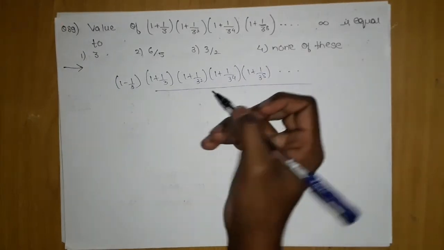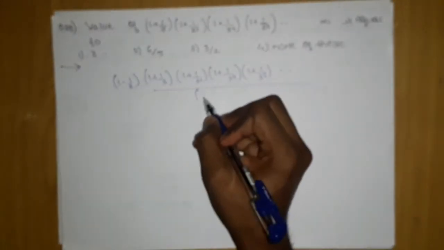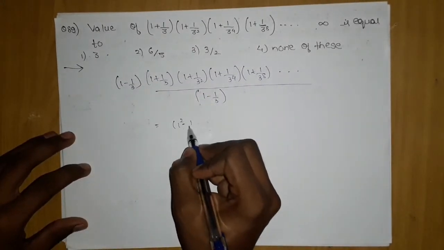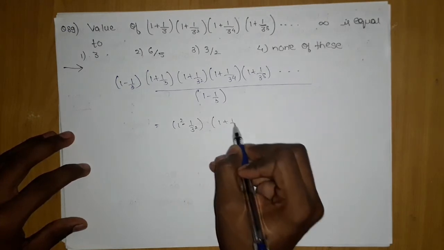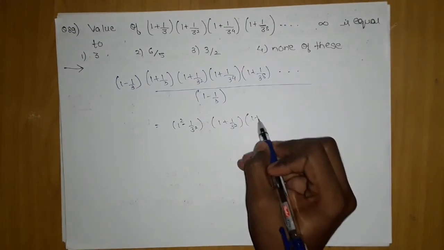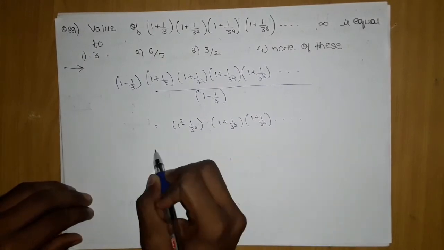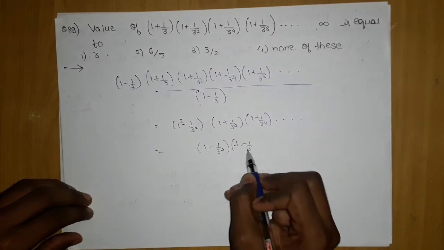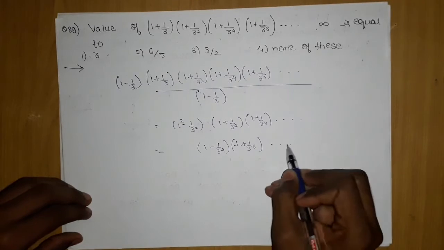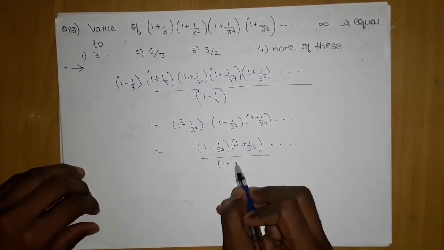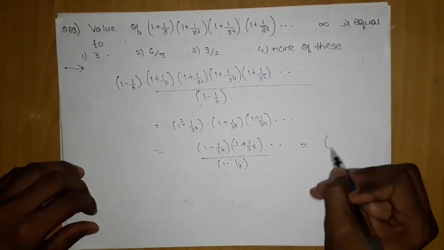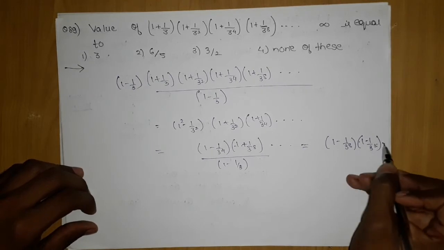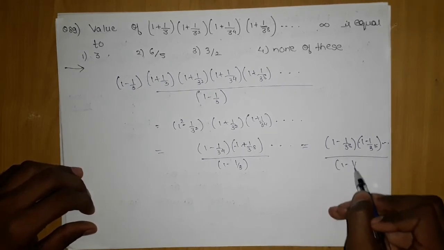Why? Because I want to create a² − b². If I do this, this will become 1² − (1/3)², then (1 + 1/3²) and (1 + 1/3⁴), and after this term it will become 1 − 1/3⁴ and 1 − 1/3⁸, and it will go on. There is no end. That is my purpose to explain.